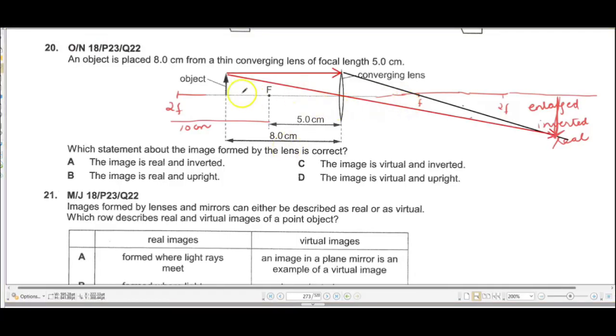So here you can see that this is the object. It's between f and 2f and its image is being formed beyond f and 2f and the image is enlarged, you can see its size and you can see the size of the object and it is inverted, and obviously it is real because it's formed on the other side as that of the object. Okay, so the image is real and inverted. A option is going to be correct.